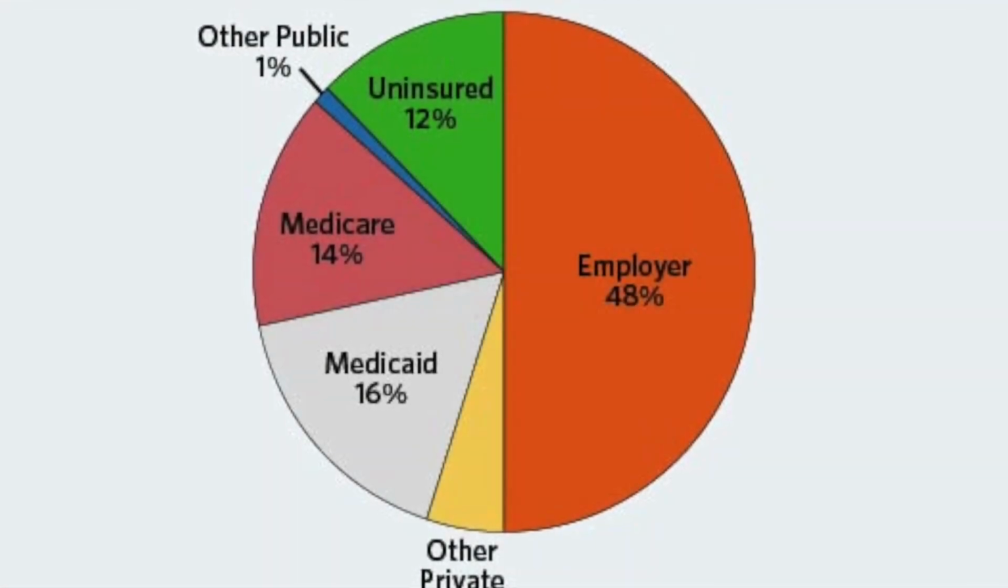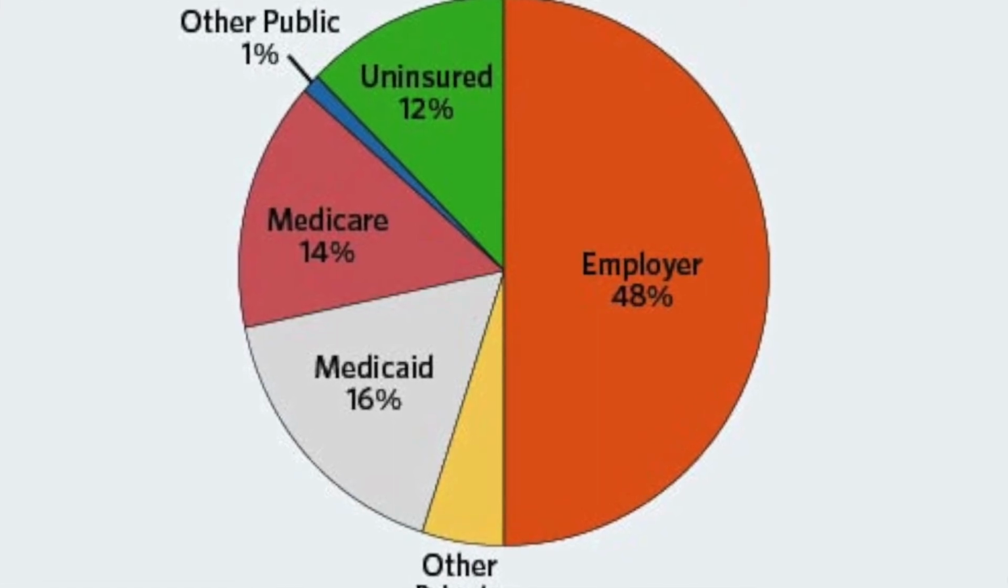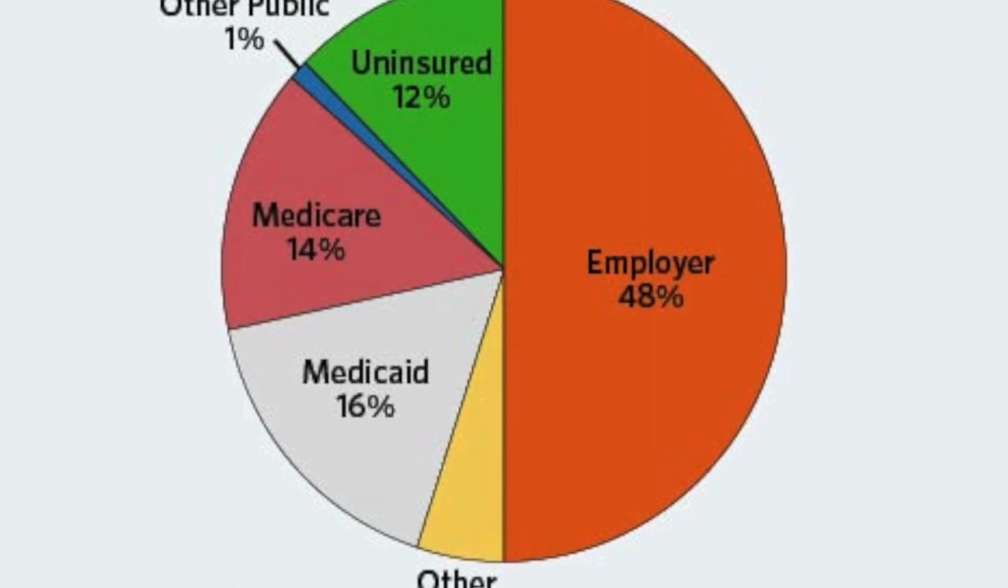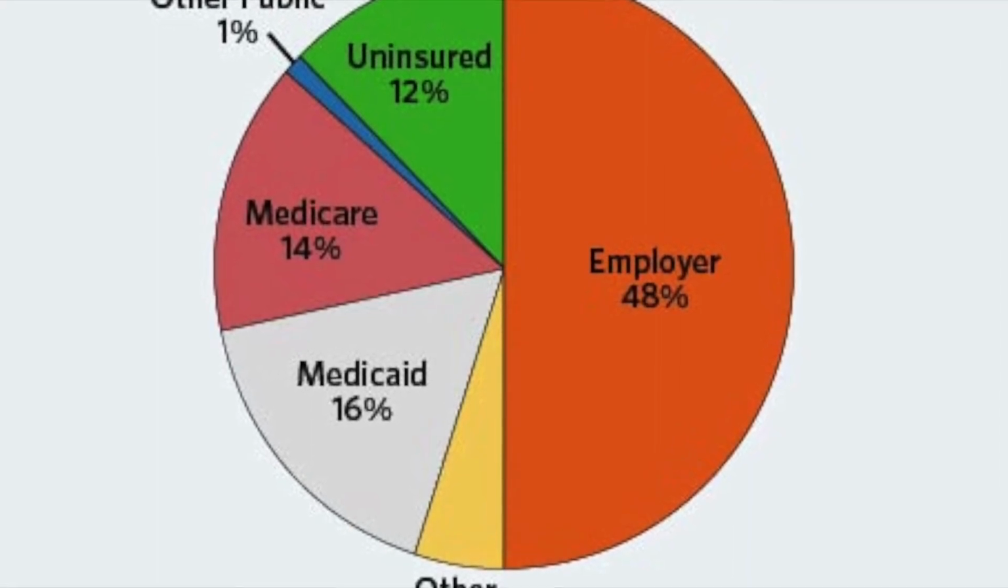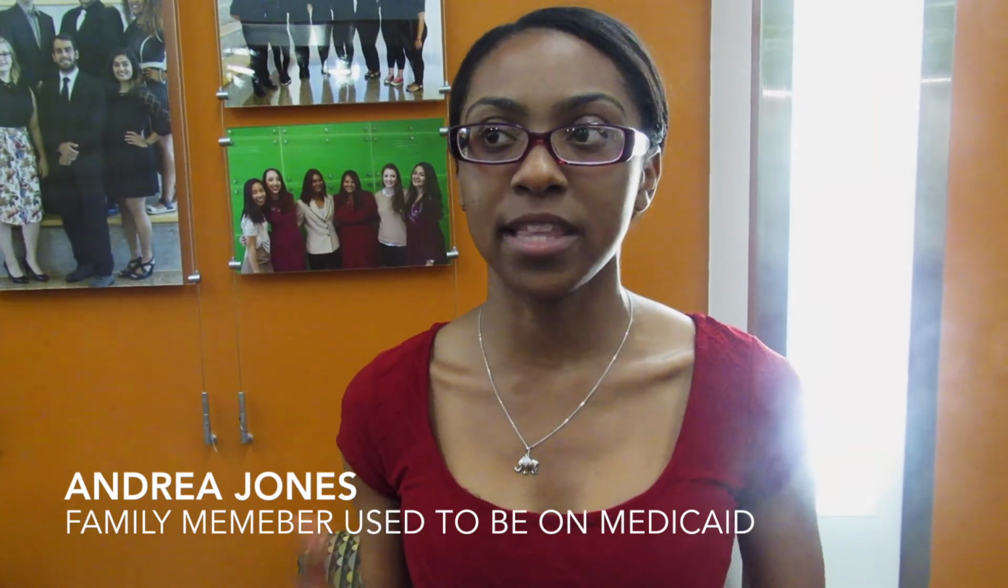This pie chart shows the health insurance coverage of the total United States population. Out of the whole U.S., only 16% of the health insurance coverage is distributed to Medicaid. When you go to the doctor's office, they ask you about your insurance, and then at that point you're being judged after that. So I do think they get treated somewhat differently.